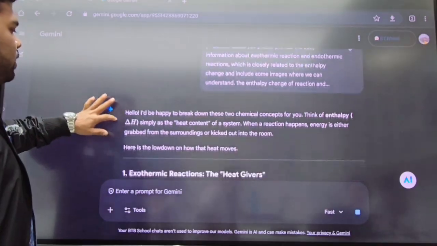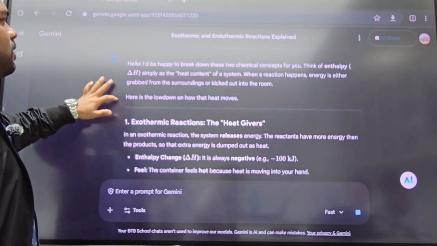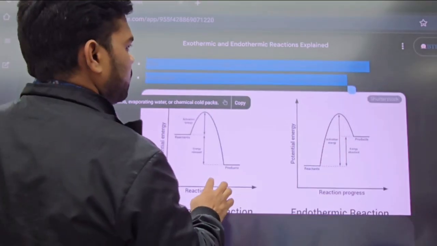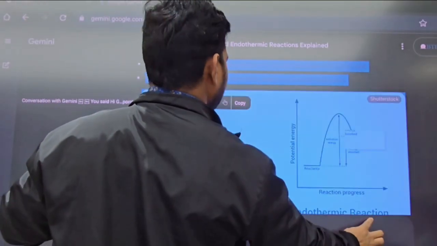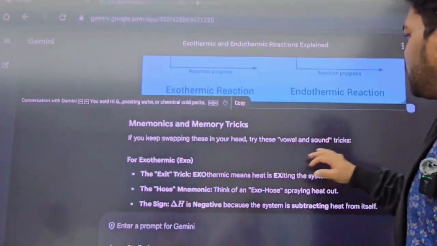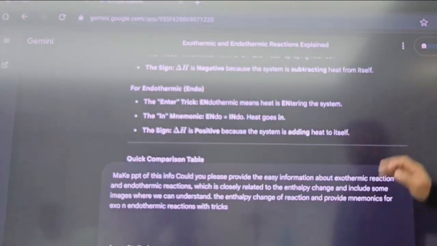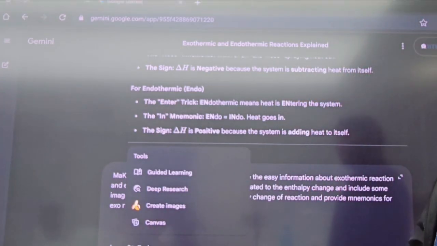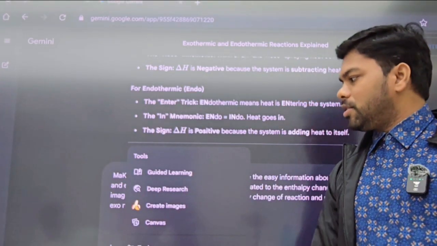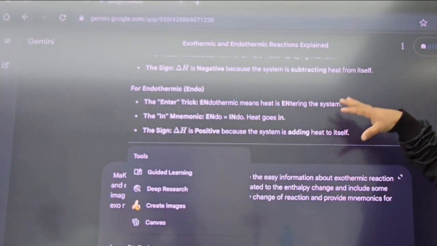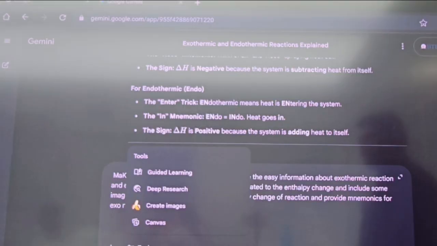So you could see, hello, I would be happy to break down these two chemical concepts for you. Yes or no? Yes. Mnemonics also came out. Paste. So here the tools, I just need to change it. Earlier I used just guided learning so that I got the mnemonics and tricks. You can see here, this is the trick given from the AI.